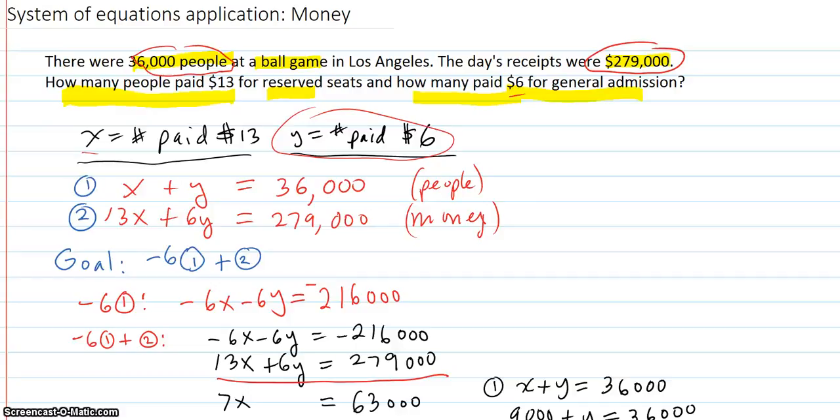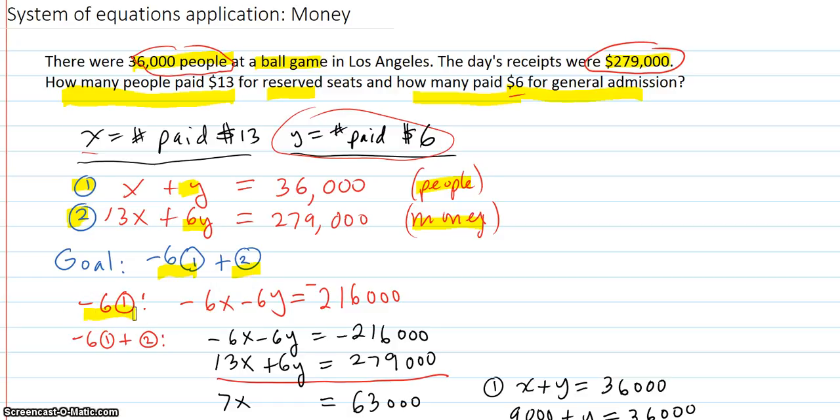So we have here equation number 1, X plus Y is 36,000, and equation number 2, 13X plus 6Y equals 279,000. That's in money, and this is in people. So we're going to, as a habit, eliminate the Y first. So I need to get a -6 here to cancel out with the 6Y there. So I hit -6 onto equation 1, and the strategy, and I'm going to add it to equation 2, and good things are going to happen.